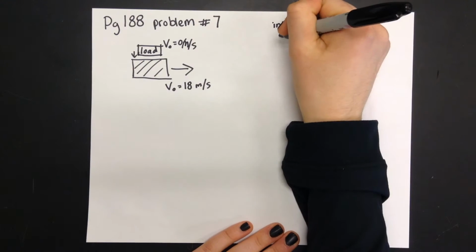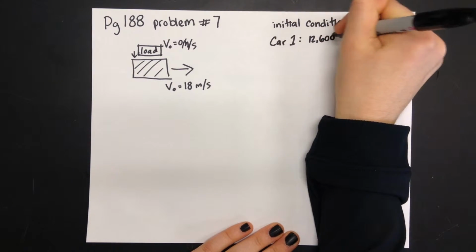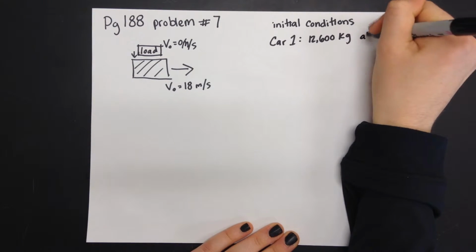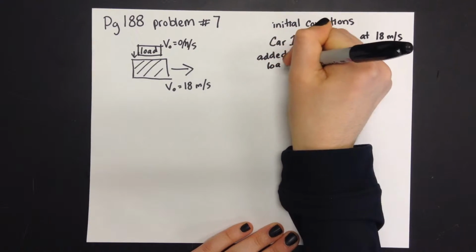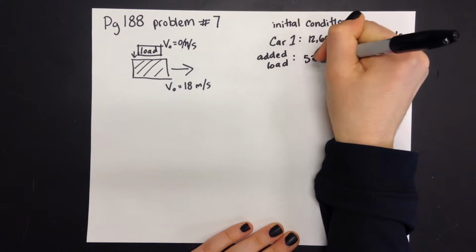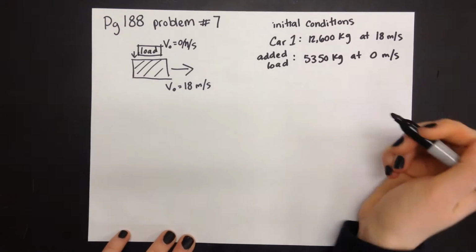So let's write out our initial conditions. We have a car with a mass of 12,600 kilograms going at 18 meters per second, and the added load is 5,350 kilograms, starting from rest at 0 meters per second.